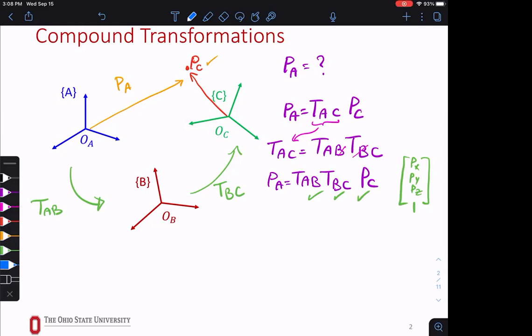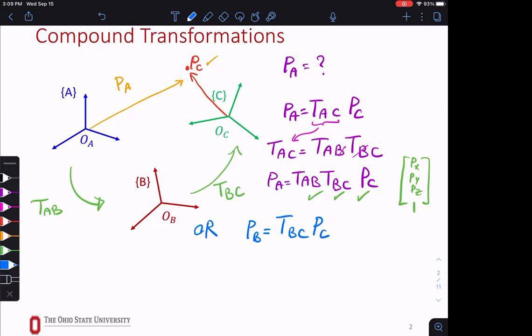So you can't have TCA. If you go from one initial frame to the next frame, and you have 3, it means that you went through 3 frames. So you will write it as TAB then TBC. So let's see, how about this? I want you to pay attention. If I write PB is TBC PC, can I write that? I'm not solving it right now.